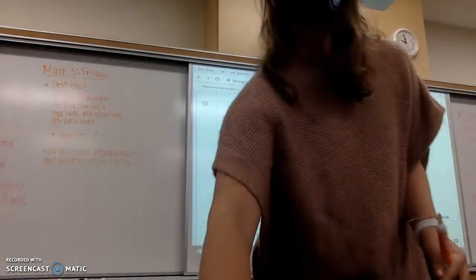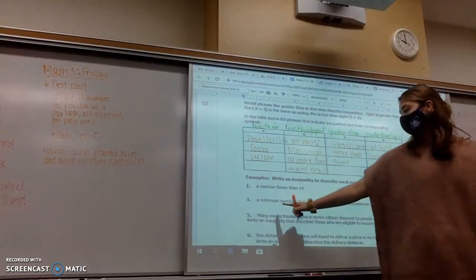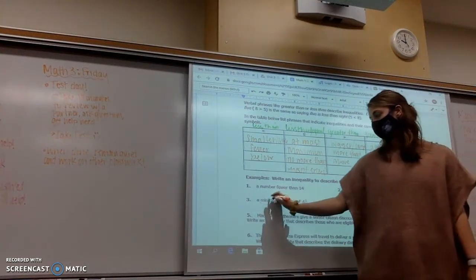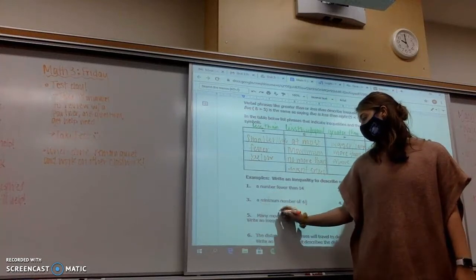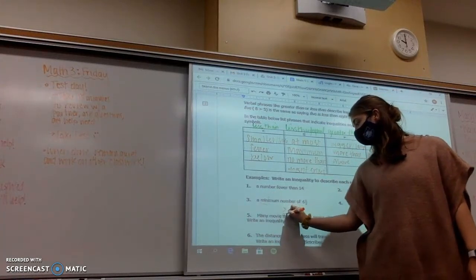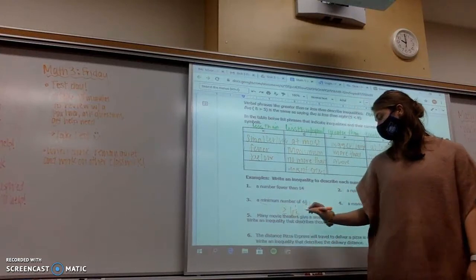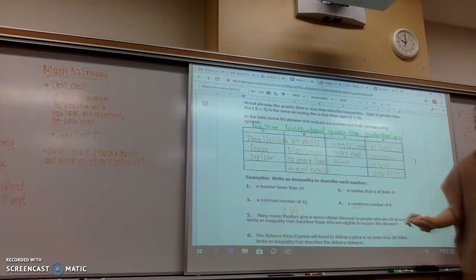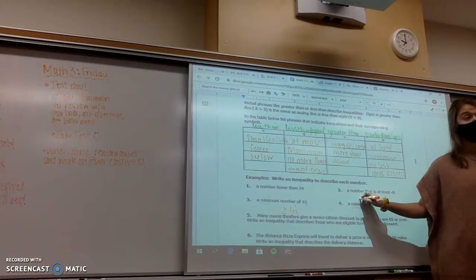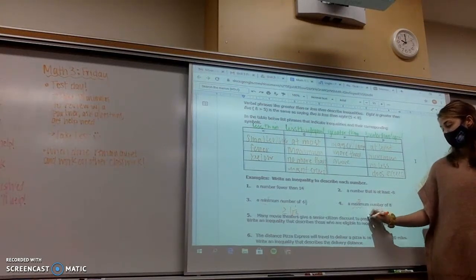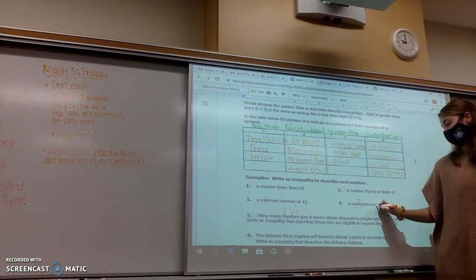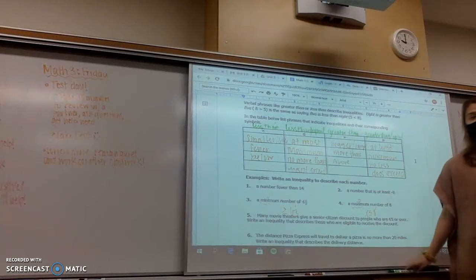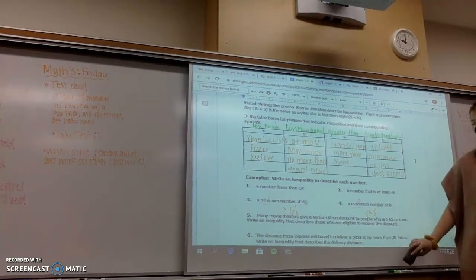I'll do number 1. What does the word minimum mean? Greater than or equal to. So x is greater than or equal to 6 1/5. Brady, what does the word maximum mean? Less than or equal to, so you get x is less than or equal to 8. Okay? Today we're going to get lots of practice on using those key words.